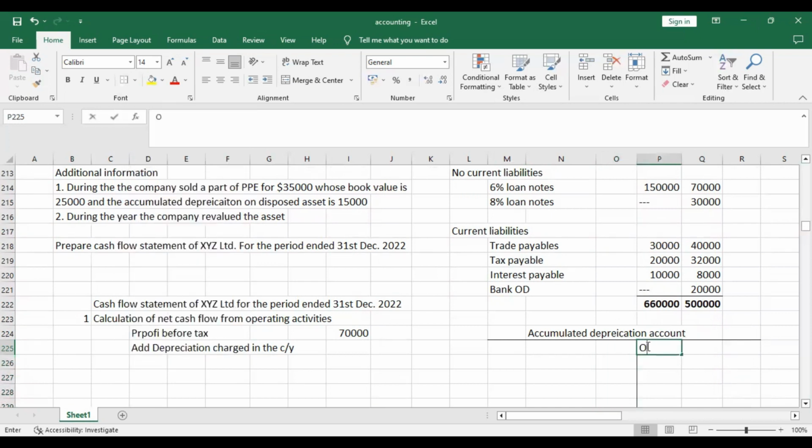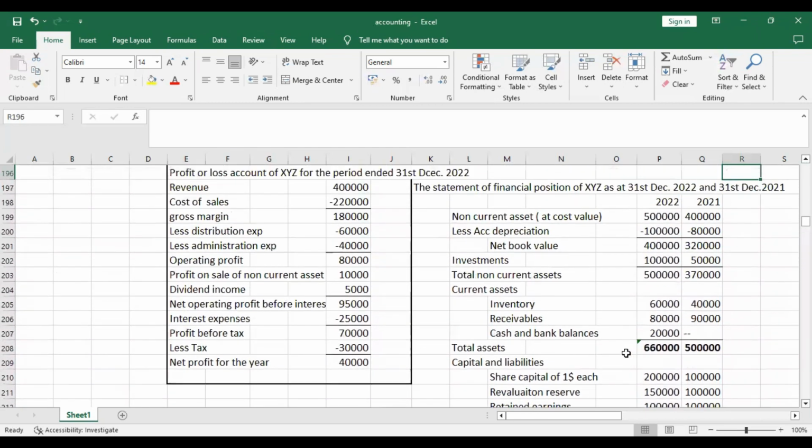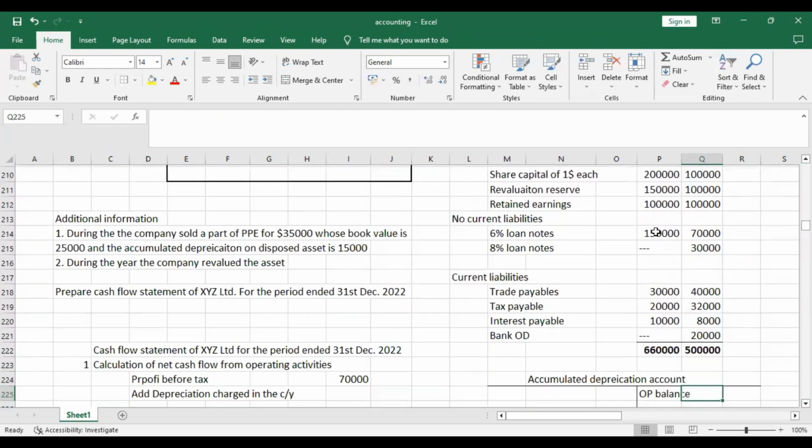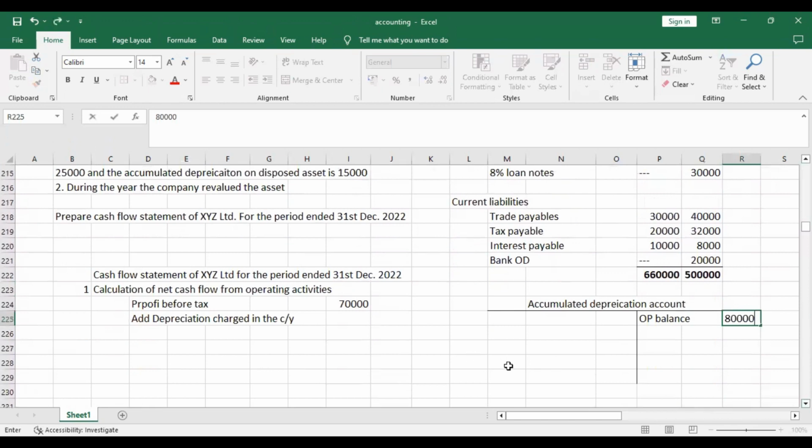Since it is a liability account, the opening balance will be on the credit side. Opening balance means last year. In the net non-current assets, they have given very clearly the accumulated depreciation. Opening balance is 80,000, for last year, and for the current year it is 100,000. So take 80,000 as the opening balance on the credit side, and the closing balance on the debit side. How much is the closing balance? 1 lakh. So write closing balance 1 lakh.